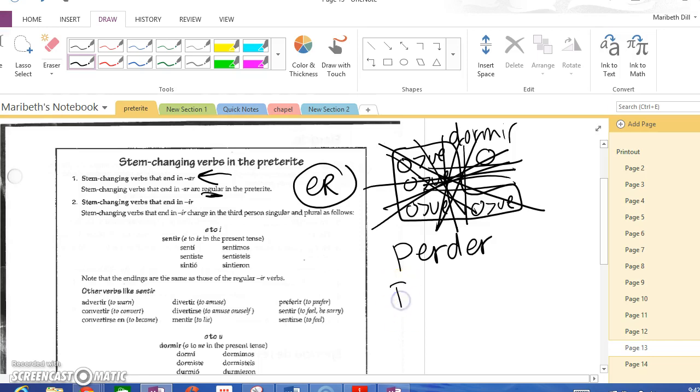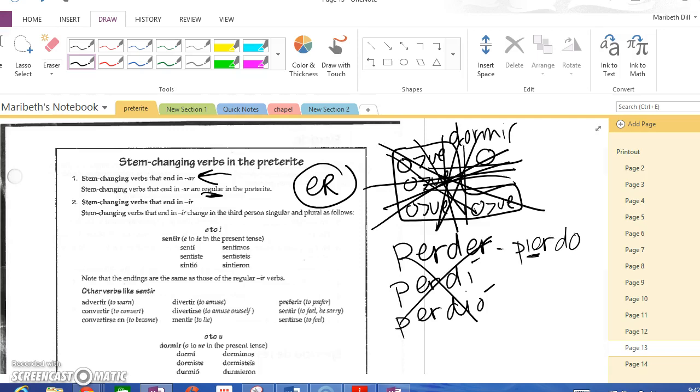Pero anoche no perdí. Anoche no perdí, mi esposo perdió. Y yo gané. Normalmente yo pierdo. So in the present tense, it's a boot verb. It's a stem changer. But in the preterite, it is not, because there are no boot verbs in the preterite.